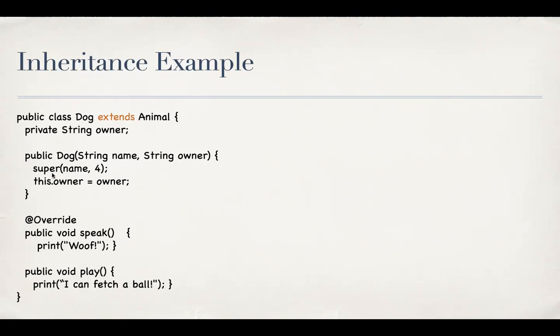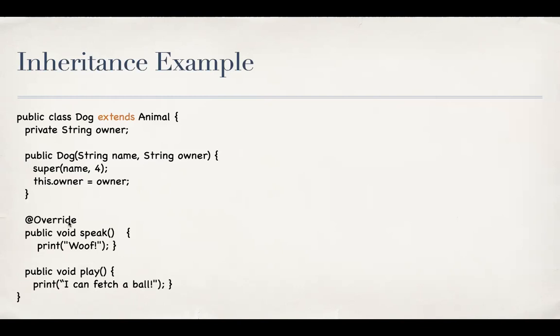What does this mean? So super here invokes the superclass constructor. Remember, the superclass animal has a constructor that takes the name of the animal and number of legs. So all dogs are going to have 4 legs. So we can pass a 4, and we pass the name we got for the dog onto the superclass constructor. Then we use the owner parameter to name the owner of this particular dog.